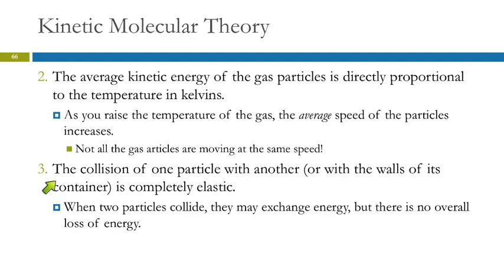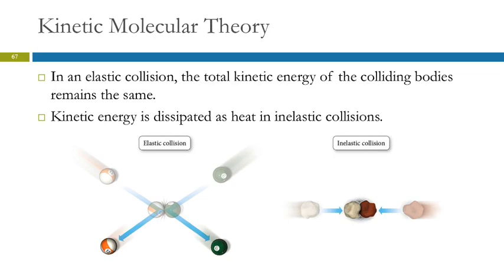So the collision of one particle with another or with the walls of the container is completely elastic. And that's a physics idea. When you have an elastic collision, two things collide, energy may be exchanged, but there's no loss of energy. So in an elastic collision, the total kinetic energy of the colliding bodies remains the same. In real life, there are very few truly elastic collisions. Most collisions involve some loss of kinetic energy due to heat.